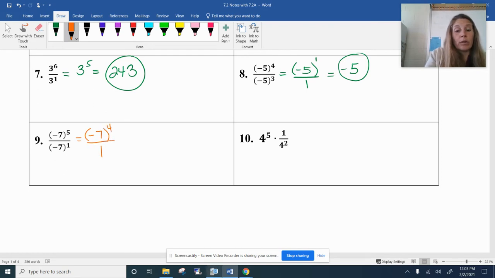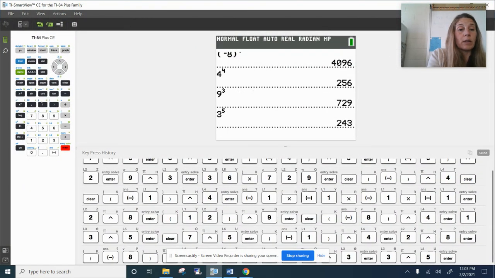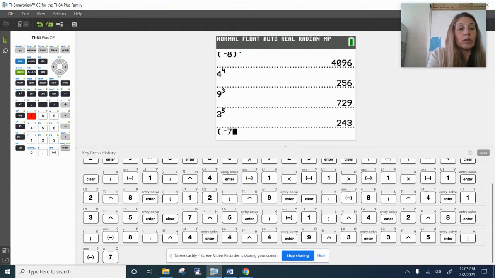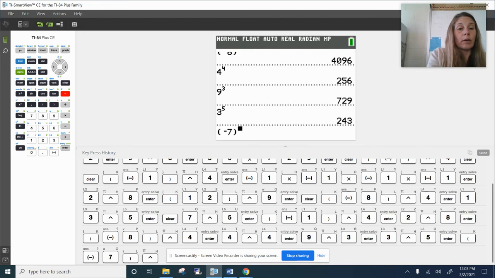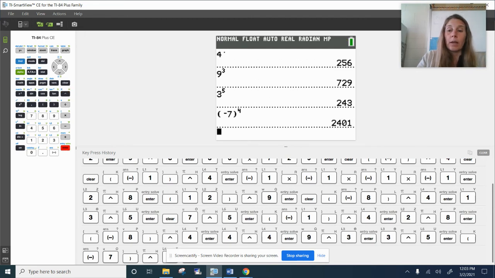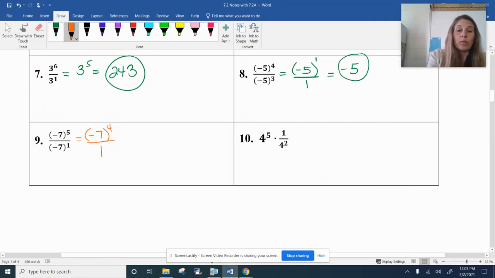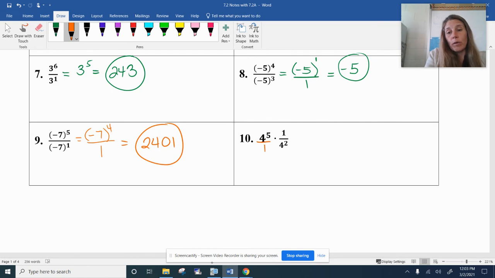The bigger number was on the top, so that's where our answer is going to go. And then we might want to do that on our calculator, taking note that it's going to give you a positive answer because you have an even exponent there. And that's going to be 2,401. All right, over here, this is really over a 1.